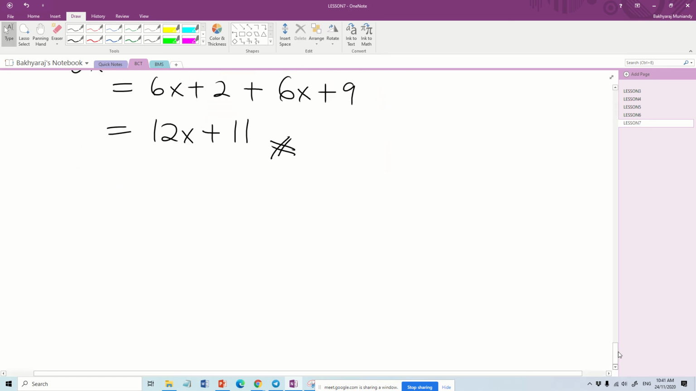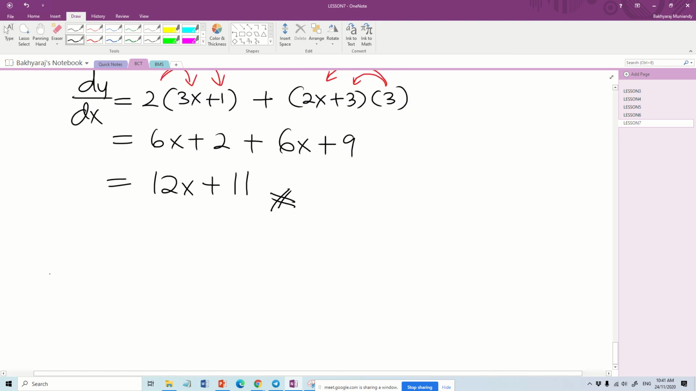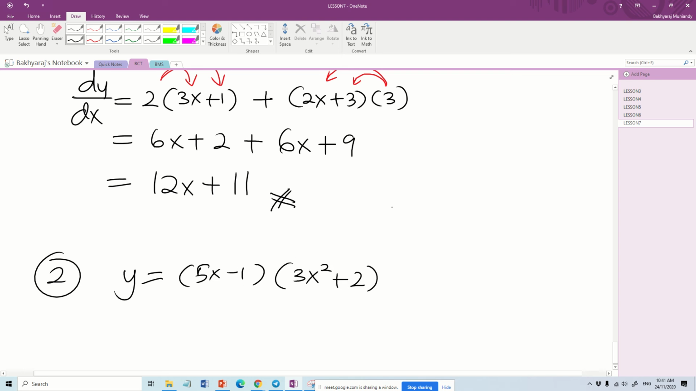Kita cuba soalan 2. Okay, number 2, I give you y equal 5x minus 1 and then 3x squared plus 2. So this is your u, ini u, ini v. And what is your formula? Formula is dy dx ialah du dx v plus u dv dx.